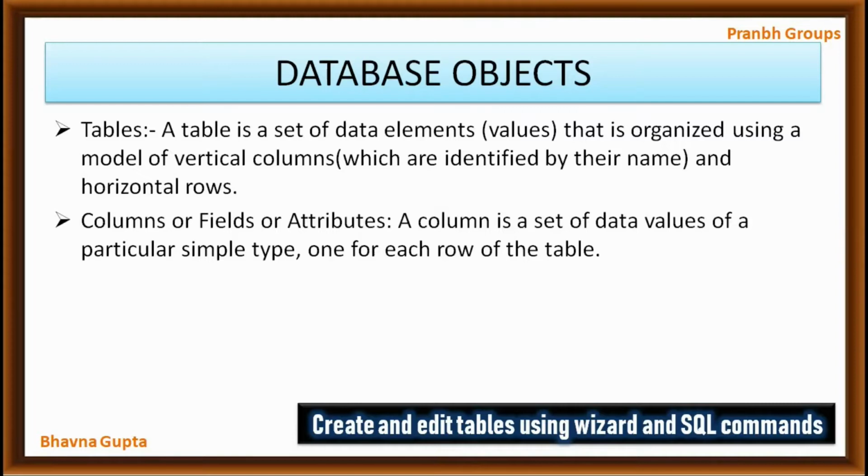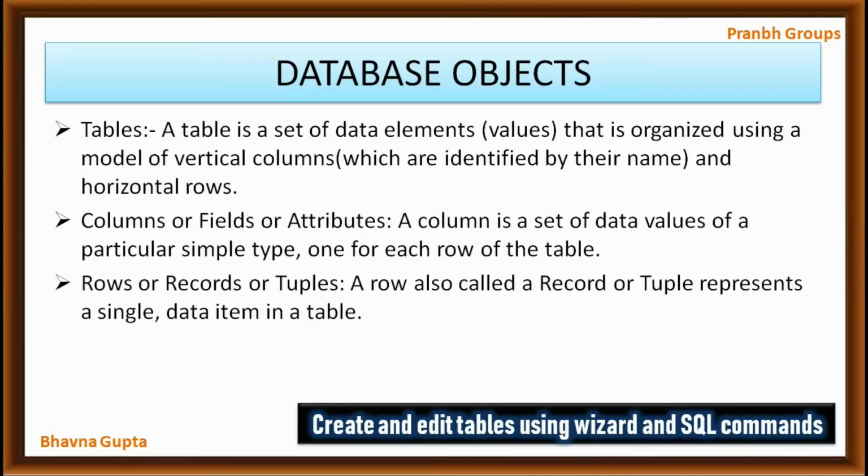Second object, columns. A column is a set of data values of a particular simple type, one for each row of the table. The columns provide the structure according to which the rows are composed. For example, first name, last name in a row. And third object, row. A row, also called a record or tuple, represents a single data item in a table. In simple terms, a database table can be visualized as consisting of rows and columns or fields.